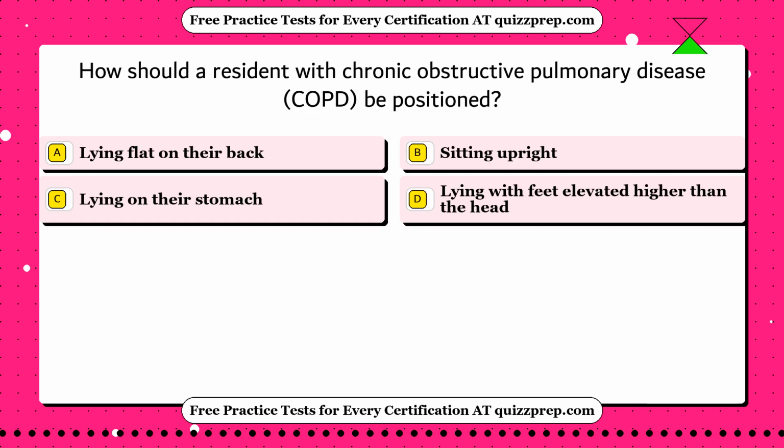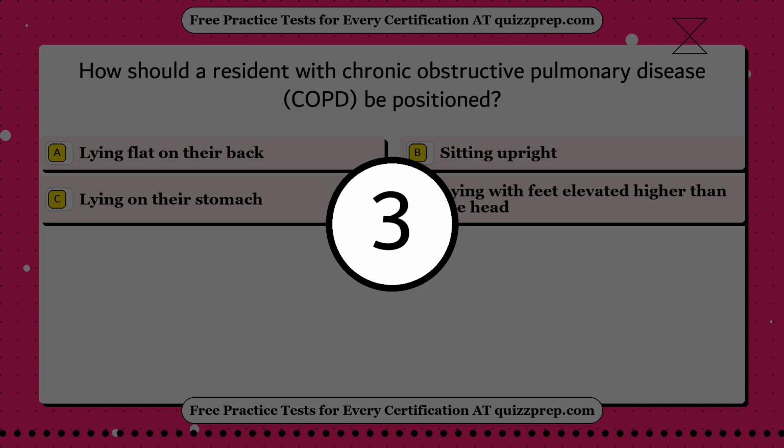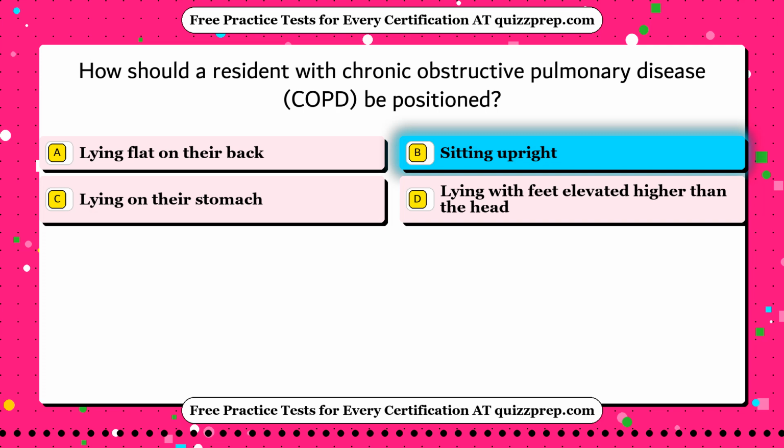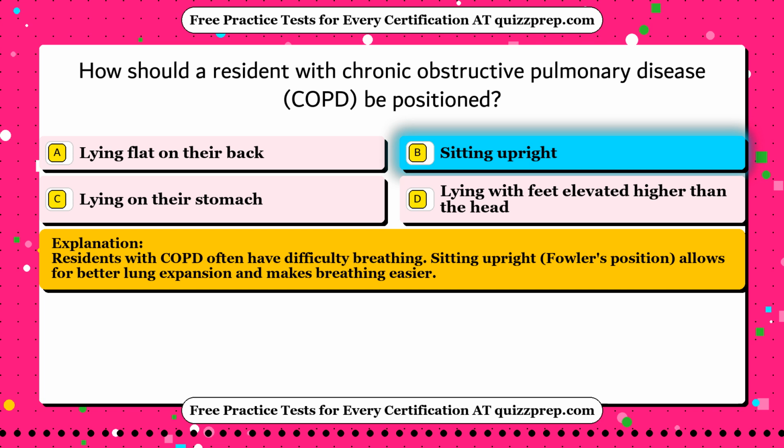Question 52. How should a resident with chronic obstructive pulmonary disease, COPD, be positioned? Option A, lying flat on their back. Option B, sitting upright. Option C, lying on their stomach. Option D, lying with feet elevated higher than the head. The correct answer is option B, sitting upright. Residents with COPD often have difficulty breathing. Sitting upright, Fowler's position, allows for better lung expansion and makes breathing easier.